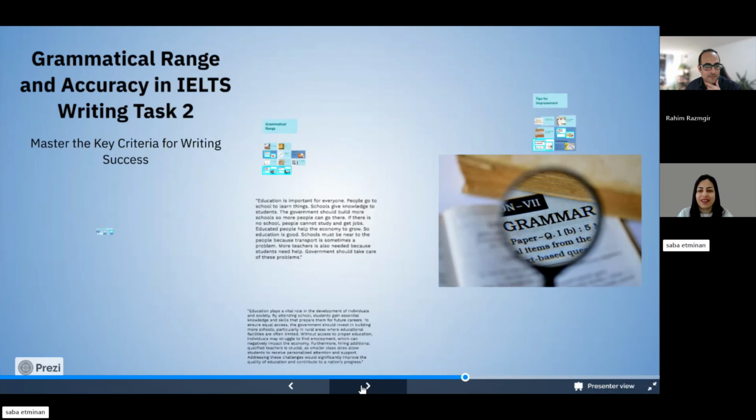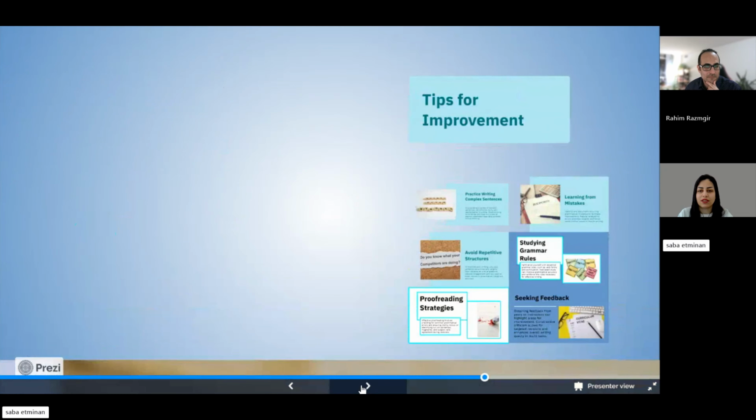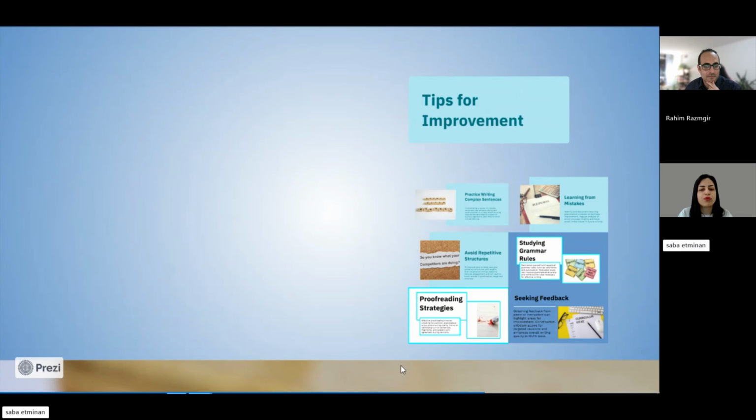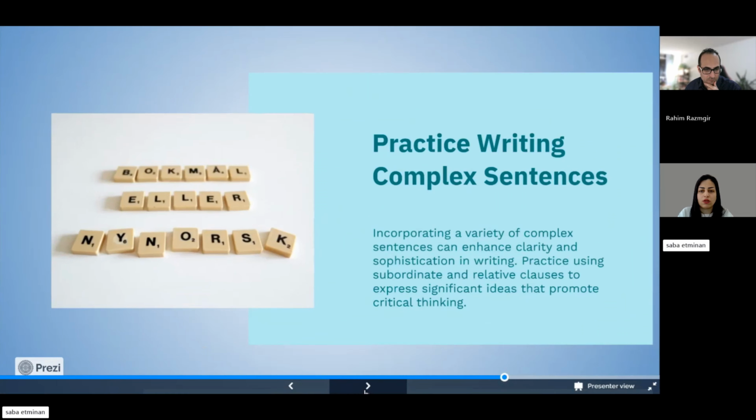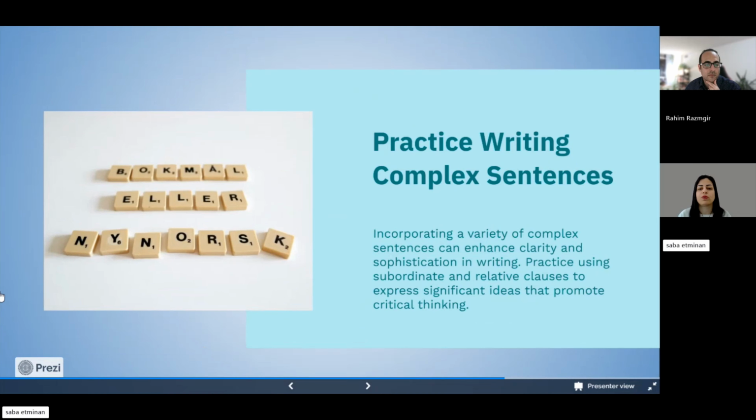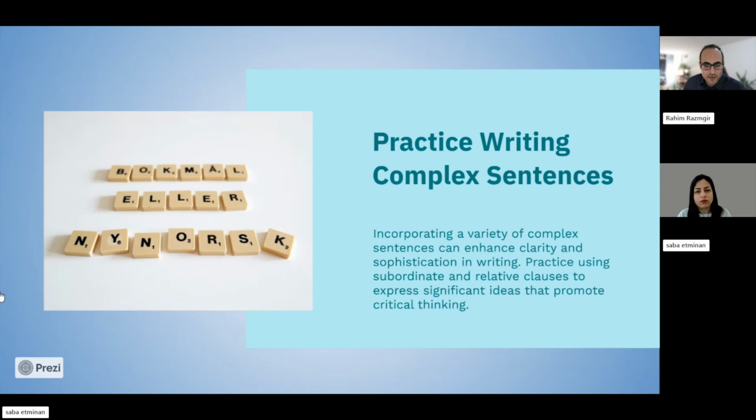Yes. Okay. And here there are some tips, you know, to improve. Okay, now what we can do if we want to improve this part. Both for range and accuracy, right? Yes, of course. So practice writing complex sentences. You know, again, we mentioned that not highly technical or rare sentences, but incorporating a variety of complex sentences can enhance clarity and sophistication in writing. Practice using subordinate, dependent, and relative clauses to express significant ideas that promote critical thinking.